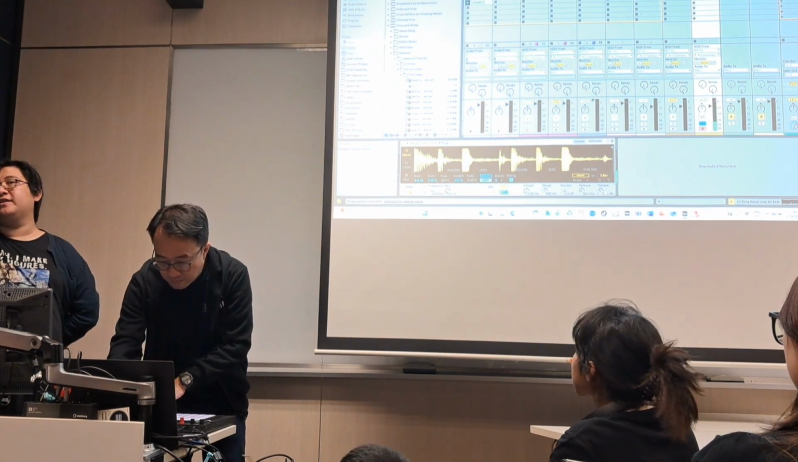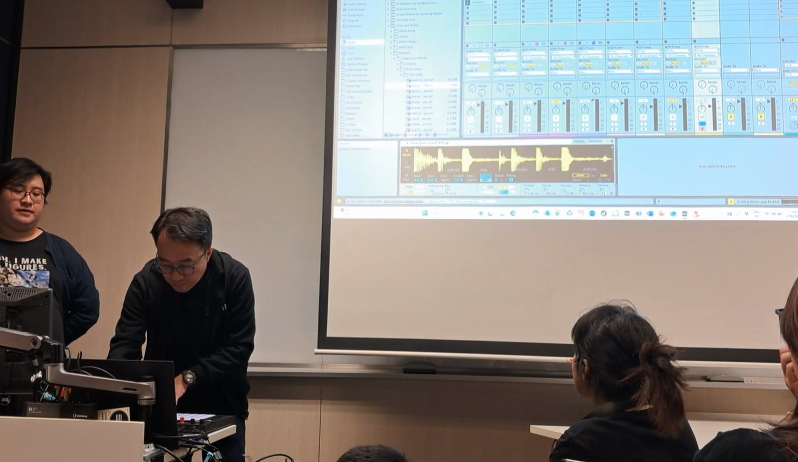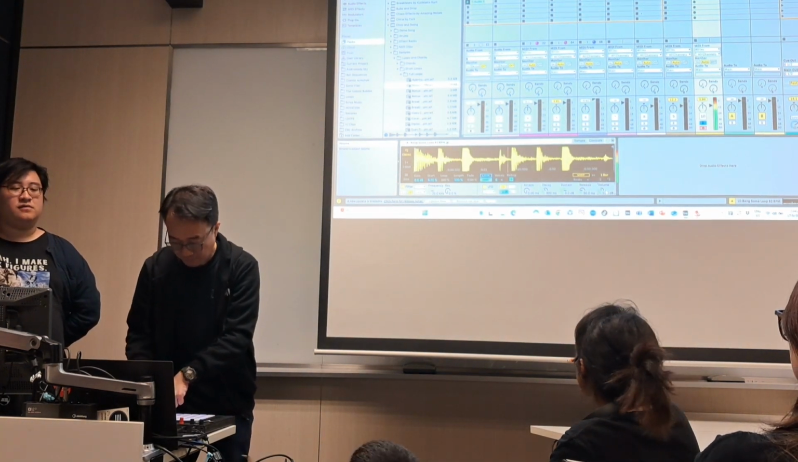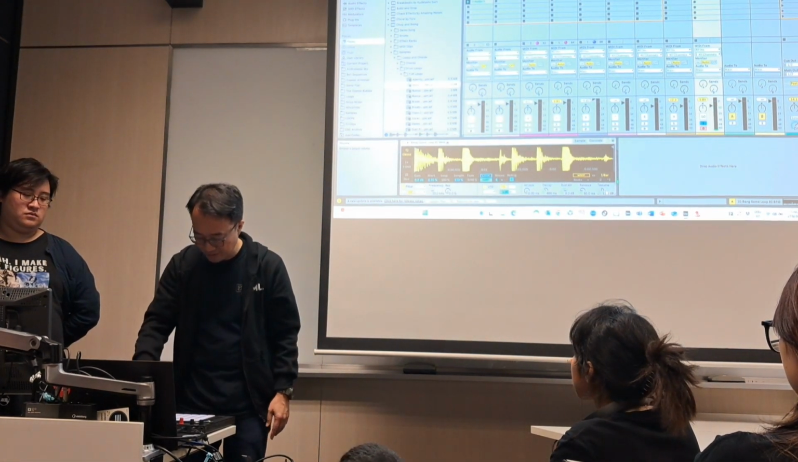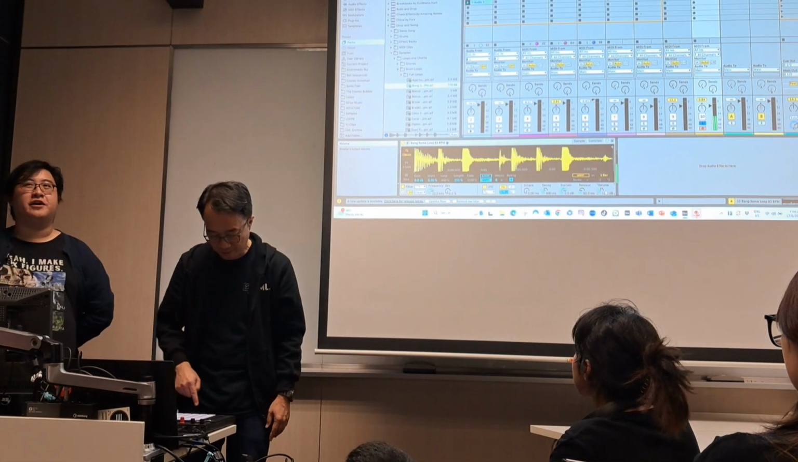So that's just me holding down one note, so it's just going to be like this. And of course you already know that if you play it really high up, it goes like this. You can play it really low, it goes like this.